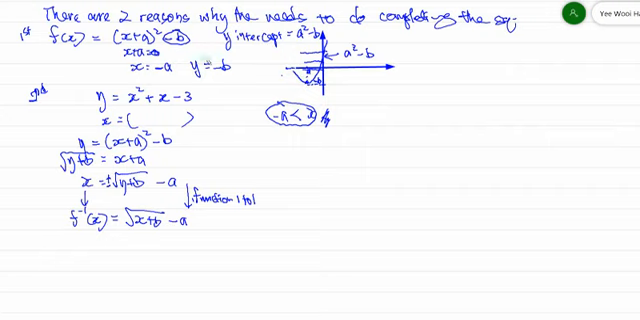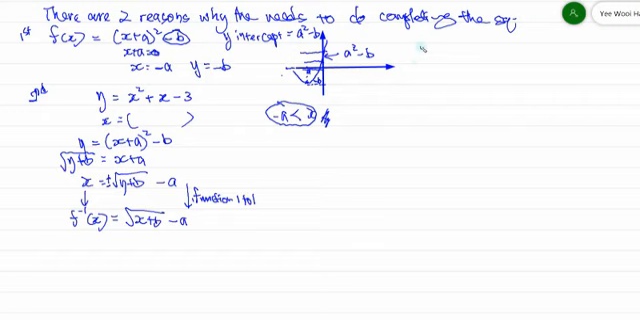So the significance of y equal to minus b tells you the minimum value of the function. The y actually represents the function. This y equal to minus b tells you what is the minimum value of the function. In this case, the minimum value of the function is minus b. So that's the significant part of completing the square. Now, next, let's look at how you do completing the square.